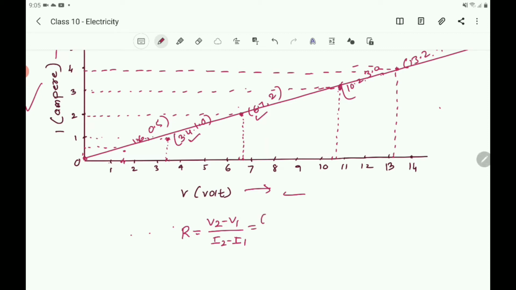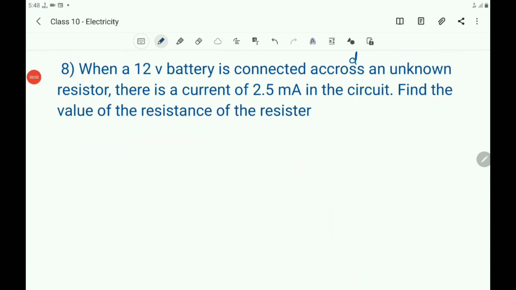Here you take V2 is 6.7 minus 3.4 and corresponding I2 and I1, that is 2.0 minus 1.0. 6.7 minus 3.4 is 3.3. 3.3 divided by 2 minus 1, which is 1.0. Then you get 33 by 10, which equals 3.3 ohm. So the resistance of the resistor is 3.3 ohm.